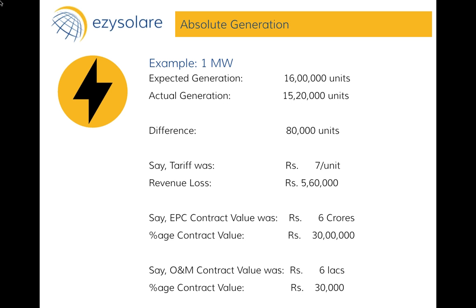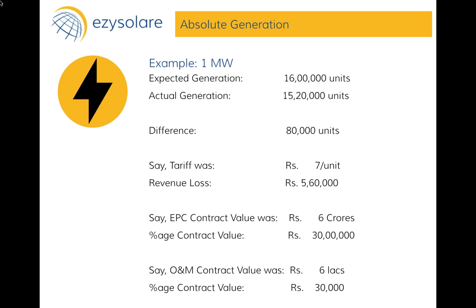If I take an example of a 1 megawatt, if say the expected generation was 16 lakh units in a 1 megawatt, but the actual generation was 5% lesser, which is 15 lakh 20,000 units, the difference is 80,000 units. Say you had a tariff of 7 rupees which you were exporting, or you had a tariff of 7 rupees which you were saving in case you are using it for your own consumption. Then you lost a revenue of about 5,60,000 rupees. In other words, probably you could reclaim that lost revenue as a penalty from the EPC contractor or the O&M contractor.